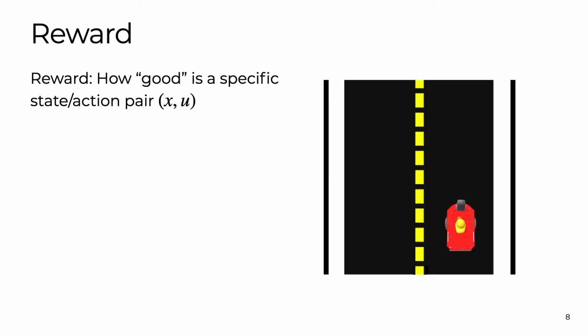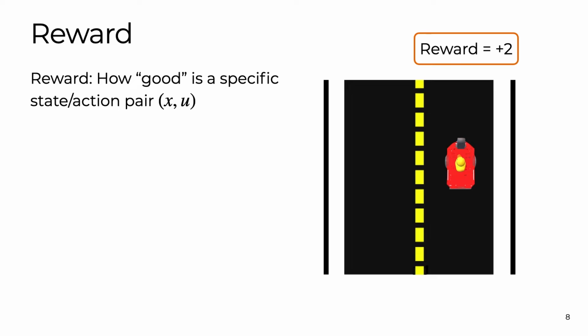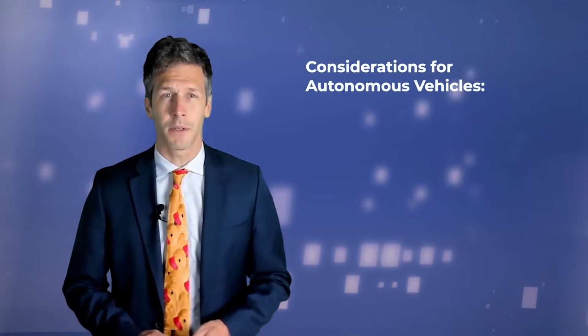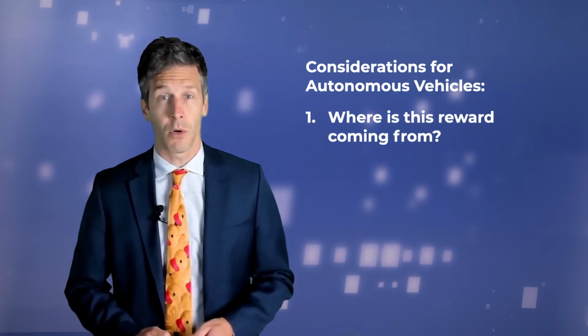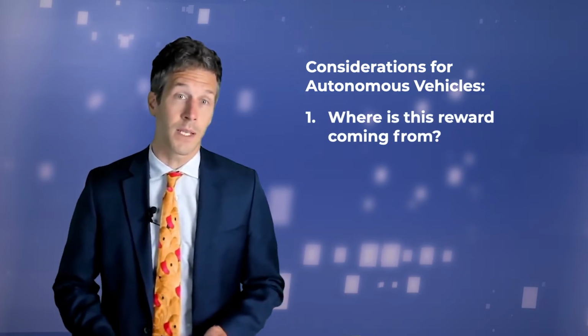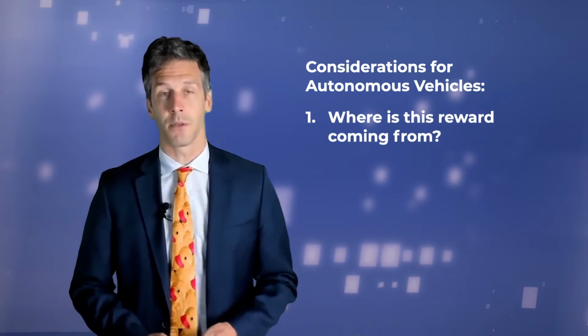The reward function tells us, given we are in a state X and we take an action U, how good is that state-action pair? Let's consider a toy example of our duckybot in the lane. Perhaps we define our reward as the distance the duckybot travels down the lane. If we're in the center of the lane, pointing down the lane, then we will get high reward by driving straight. One thing to keep in mind here with respect to autonomous vehicles is the question of where this reward is coming from. In order to compute the reward, we need to know the state, and as we've seen, this is not something that we have direct access to in general.